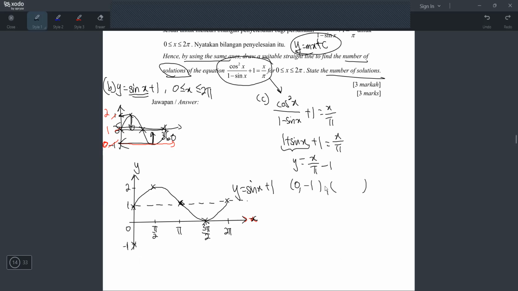The next one, you can maybe use 2 pi. So when x is 2 pi, pi and pi cancel, 2 minus 1 is 1. So (2 pi, 1) will be my point. And then I can draw my line already. All right, I'll just draw it like this.